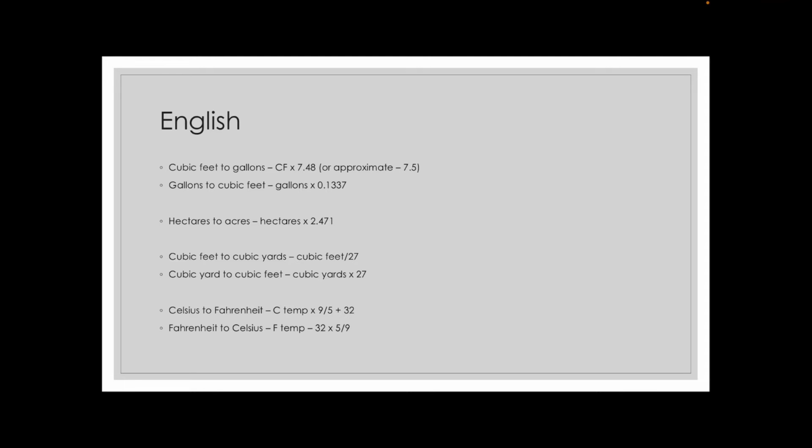Cubic feet to cubic yards is one you'll probably do a lot. So if you're in cubic feet, to convert that to cubic yards, you divide by 27. The reason for that is fairly simple. A cubic yard is 3 by 3 by 3, and 3 times 3 times 3 is 27. So that's a fairly easy one. Obviously, to go in reverse, you're going to multiply by 27.